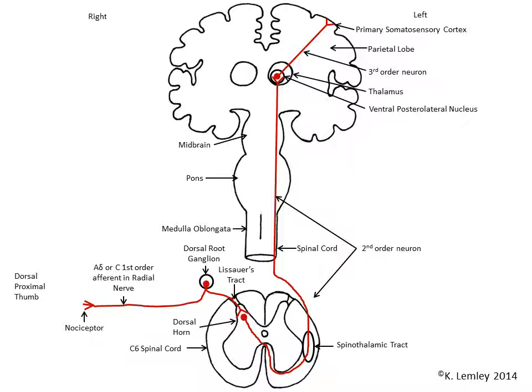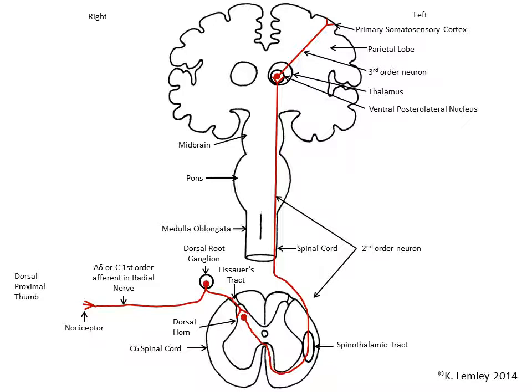The cell body is in the dorsal root ganglion. It enters through Lissauer's tract, goes into the dorsal horn, and I know that it's going to be at the C6 level of the spinal cord because my dermatome tells me that. So again, I'm going to go back to anatomy. I'm going to pull in that information and go, well, this is going to be entering the spinal cord at the level of cervical 6, or C6.